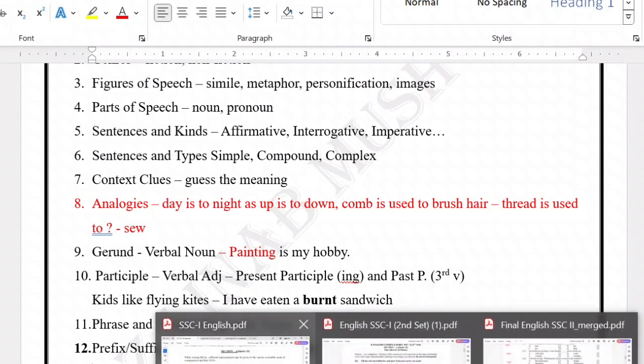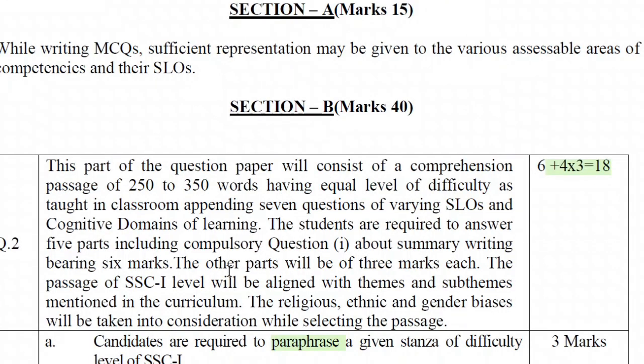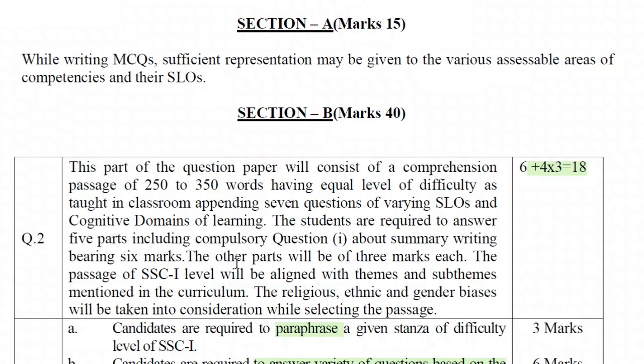Okay, let's look here. This first question, you will get 15 questions of MCQs, inshallah. And before going towards MCQs, first look here. My students already know the pattern of the English paper. In the English paper, the first question of Part B is the comprehension passage, and this question is of 18 marks.